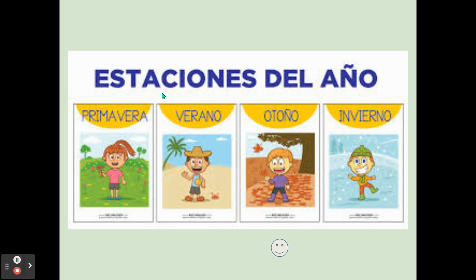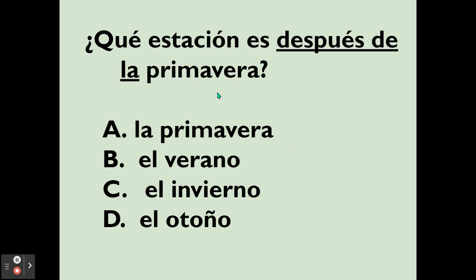Okay, now we have las estaciones del año, the seasons of the year. And normally there's a la, but this picture doesn't have it. La primavera, el verano, el otoño, there's one little smiley for the accent, and el invierno, so the seasons of the year. ¿Qué estación es después de la primavera? Remember what después de means? After. So la primavera, el verano, el invierno, el otoño. And they're not in order, so make sure you're careful. El verano is after la primavera.